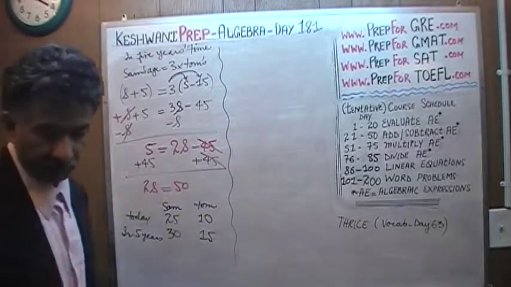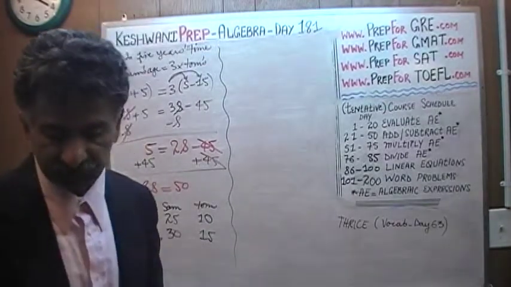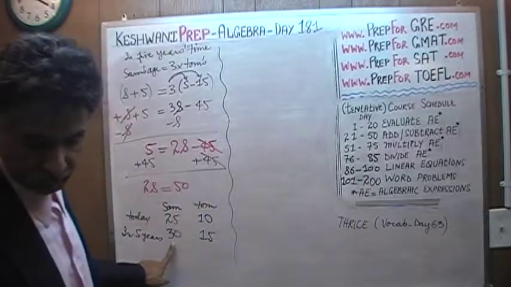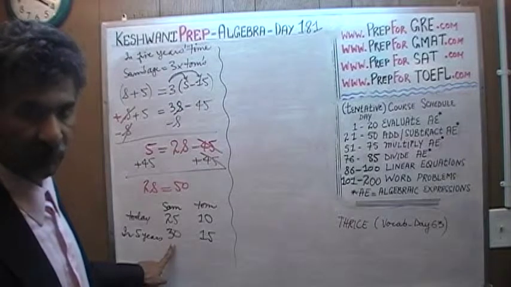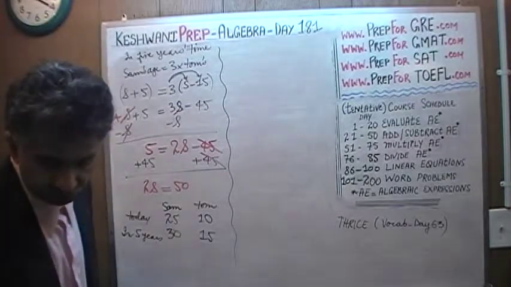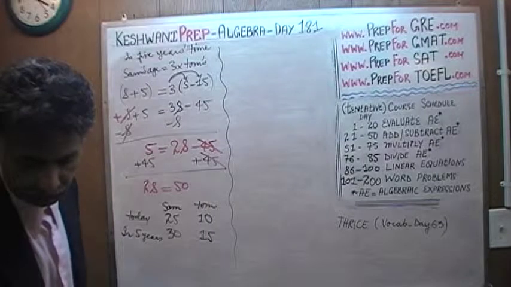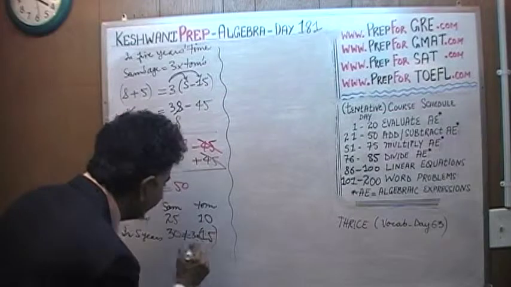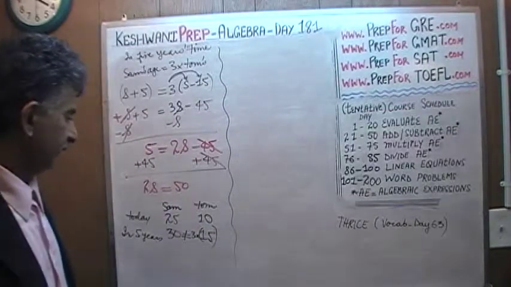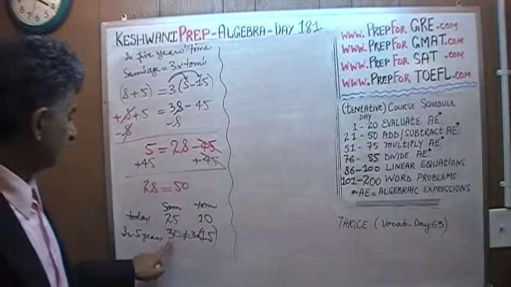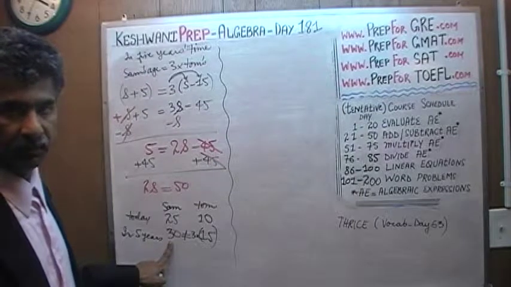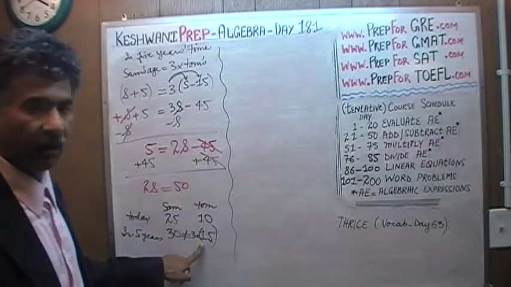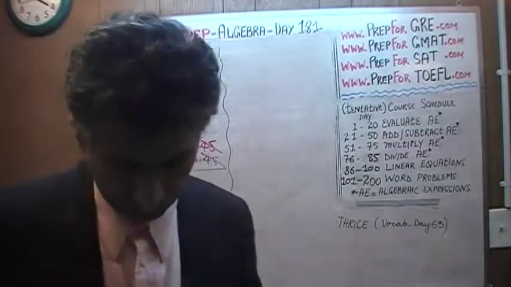But we are told, I'm going to read the problem one more time to you. It says in 5 years' time, Sam is going to be thrice as old as Tom. But 30 does not equal 3 times 15. 3 times 15 is 45. This is 30. According to the problem, in 5 years' time, Sam is supposed to be 3 times as old as Tom. Something has gone wrong. Somebody has made a boo-boo.